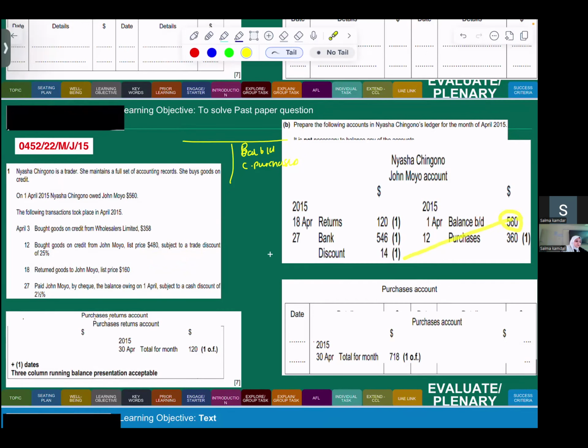The total of both this should be how much? 560. Because they're saying I'm paying the balance owing on 1st April. And then I will close the account and balance it.